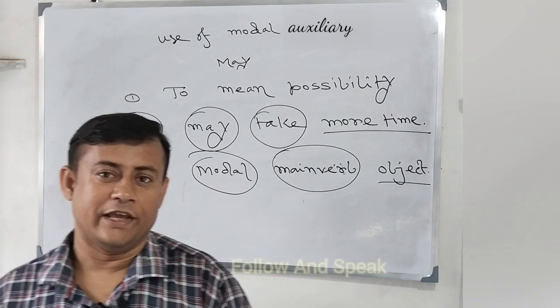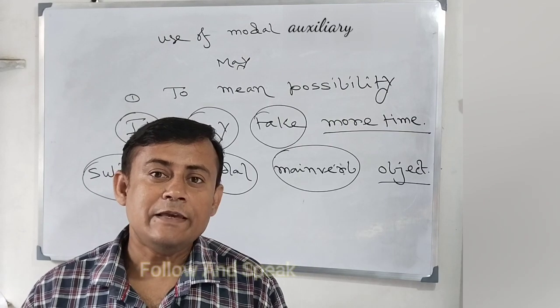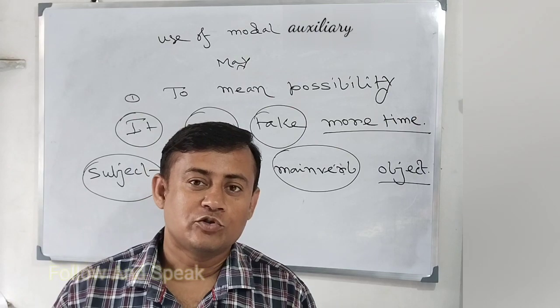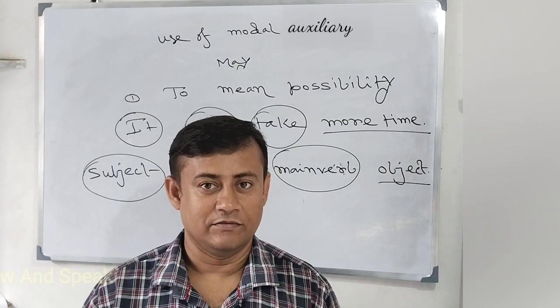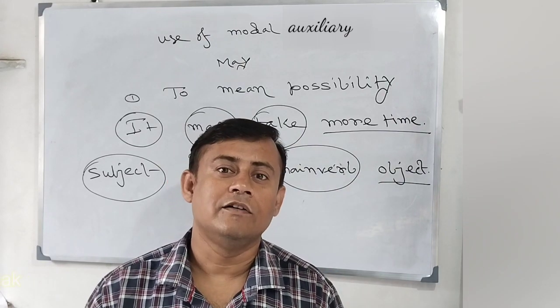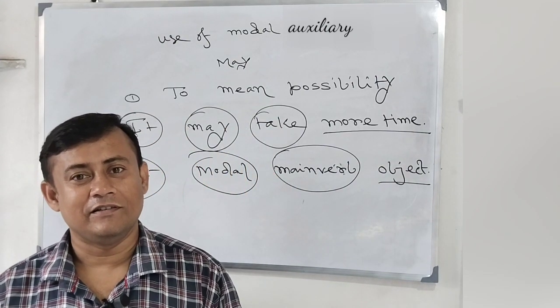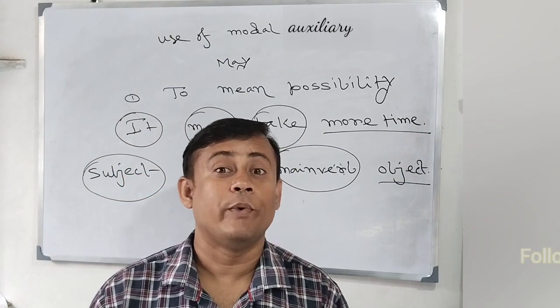It may rain today. He may come tomorrow. She may help you. I may go with you. So in all the sentences I am trying to mean possibility. That means there is a possibility of that particular act or action happening. Now let's learn another use of this modal auxiliary, that is to express our wish.